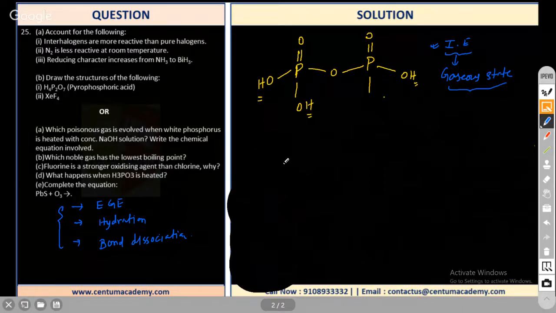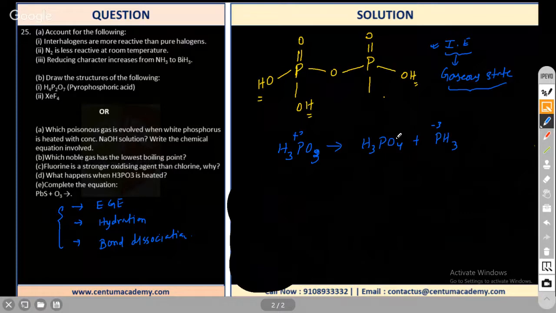See, when this H3PO3 is heated, it converts into H3PO4 and phosphine, PH3. So here you see the oxidation state of phosphorus. Here it is -6 plus 3, so this is +3. This is -3.